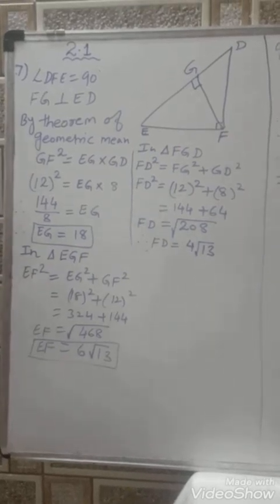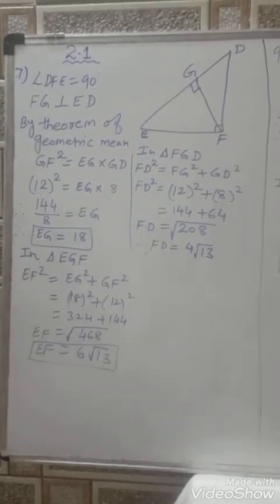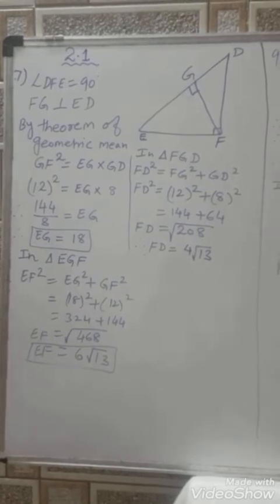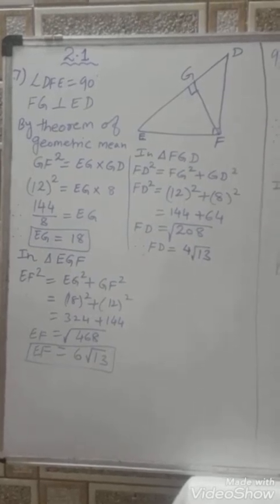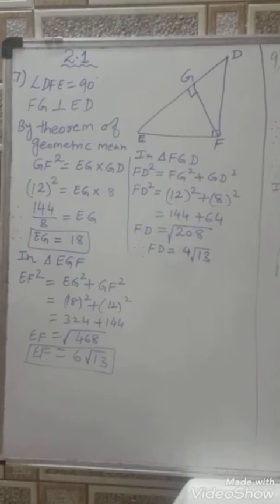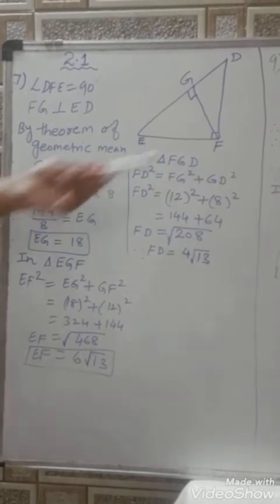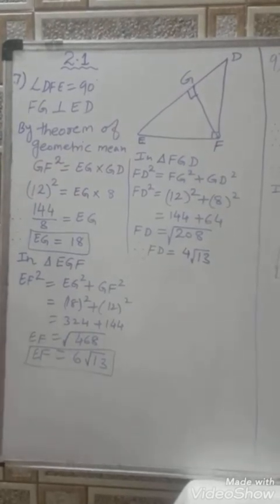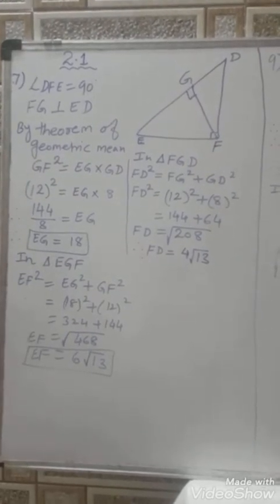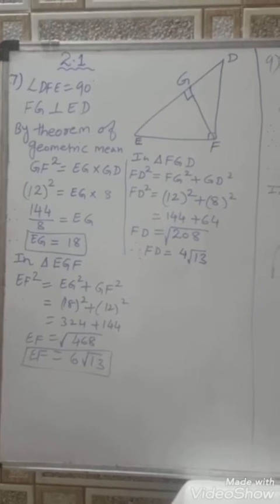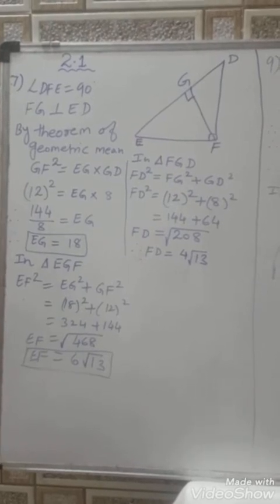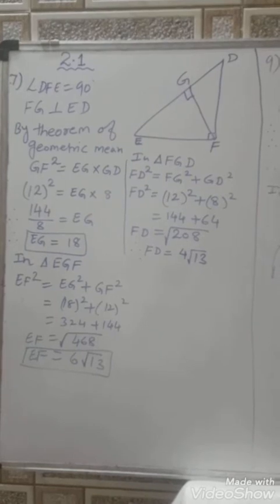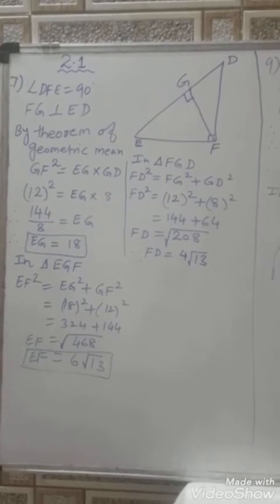2.1, seventh one. In figure DFE, angle F is given as 90. FG is perpendicular to ED. GD equals 8. FG equals 12. EG you have to find. FD you have to find. EF you have to find.